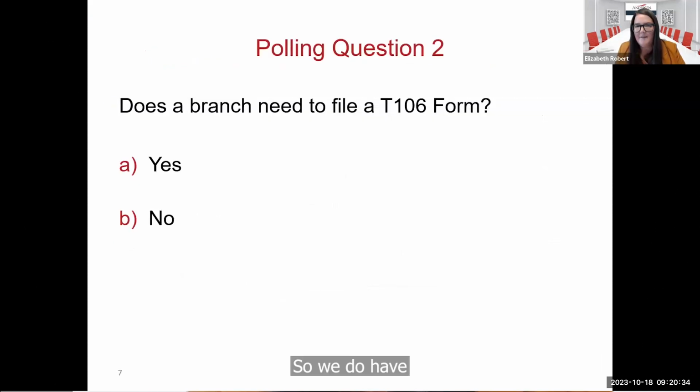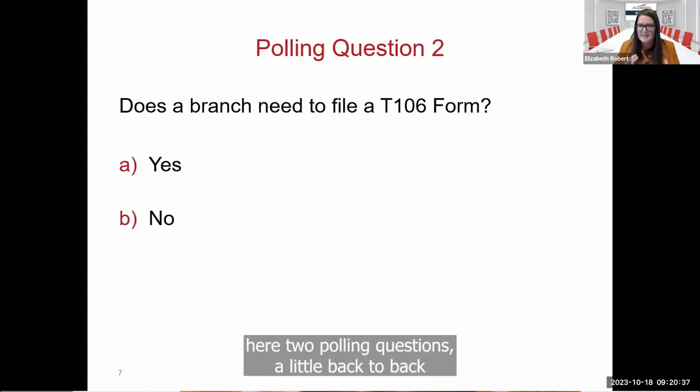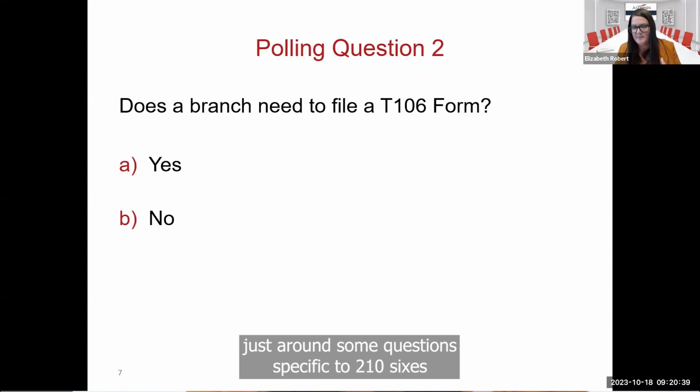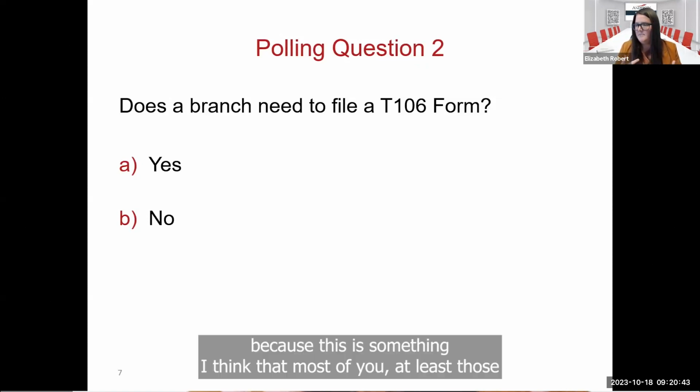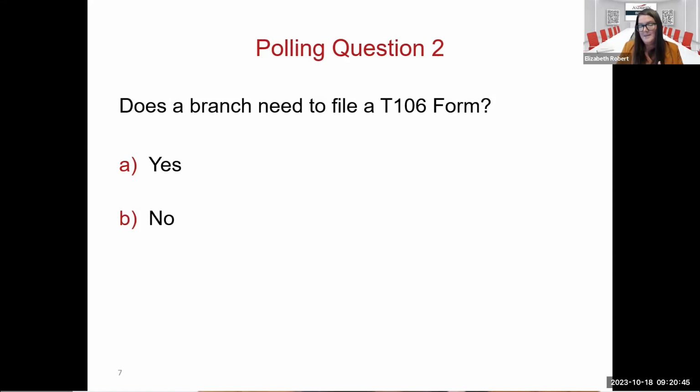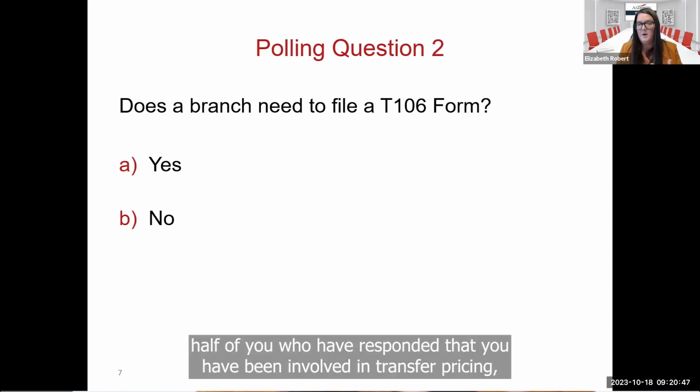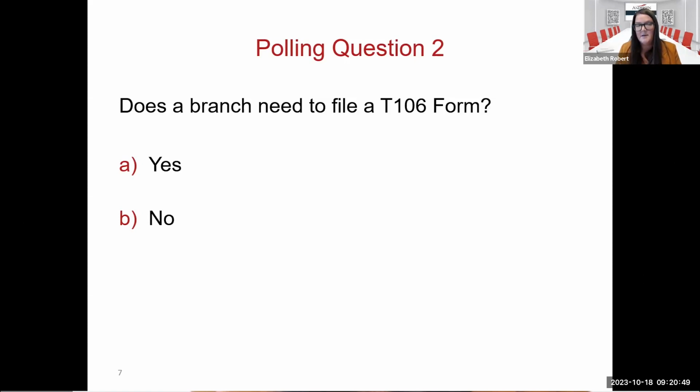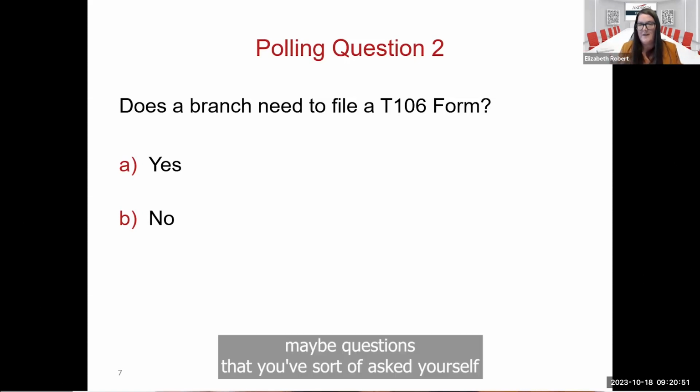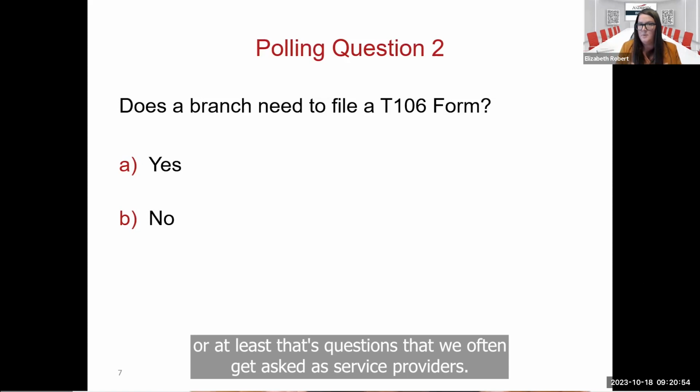So we do have here two polling questions, a little back to back, just around some questions specific to T106s, because this is something I think most of you, at least those half of you who have responded that you have been involved in transfer pricing, may have asked yourself, or at least it's questions that we often get asked as service providers.